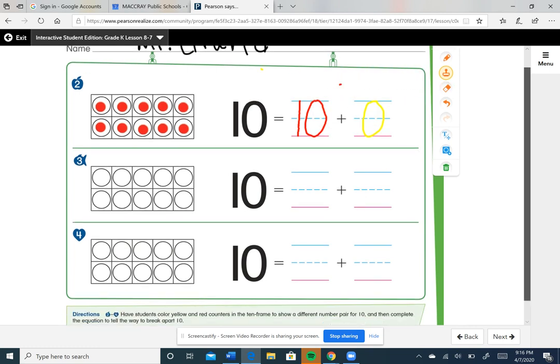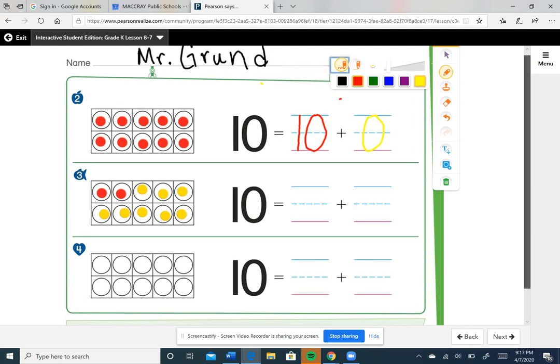Excellent. Now I shook my counters again. And look how many reds I had this time. How many reds do I have? Let's count. 1, 2. How many yellows did I have? Let's count. Ready, set, go. 1, 2, 3, 4, 5, 6, 7, 8.